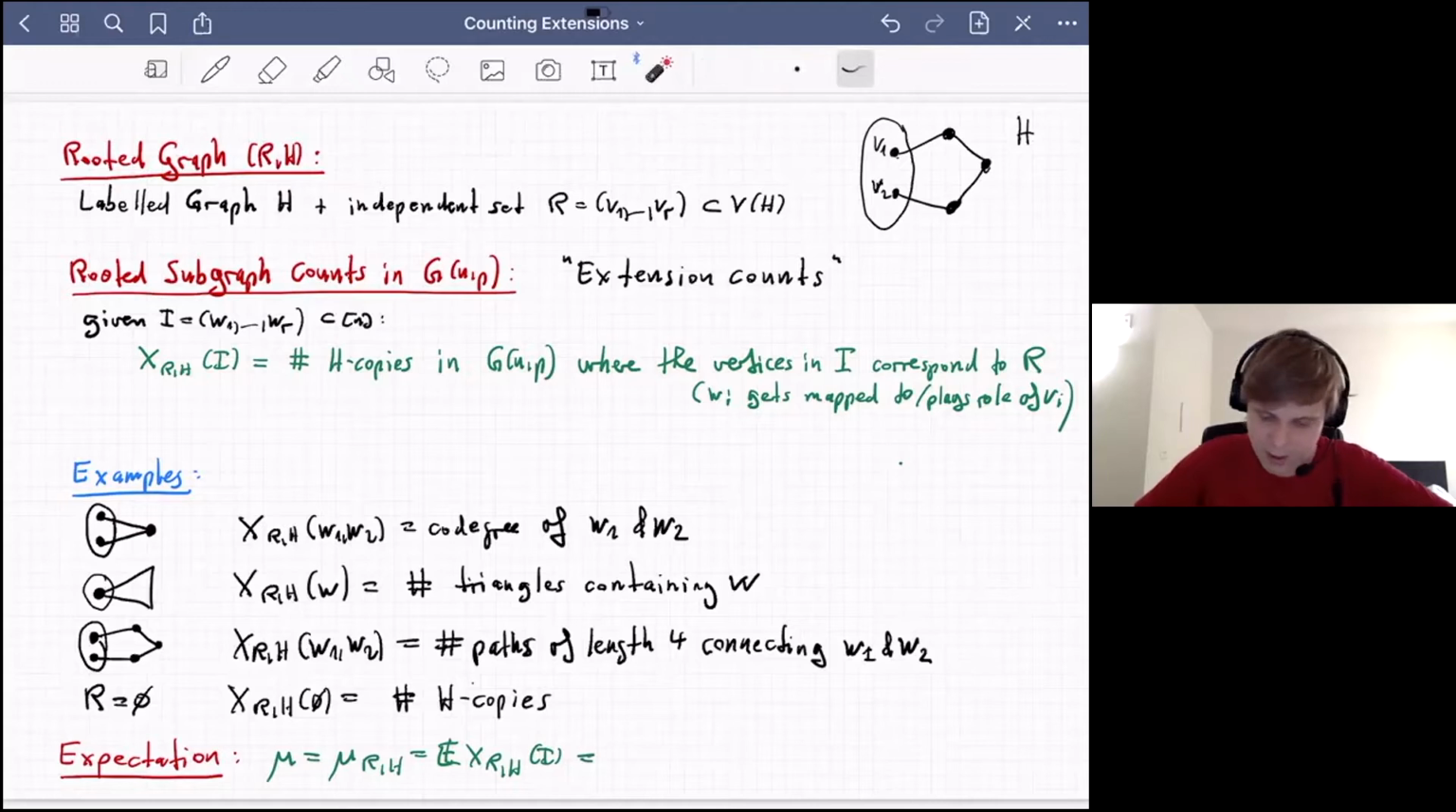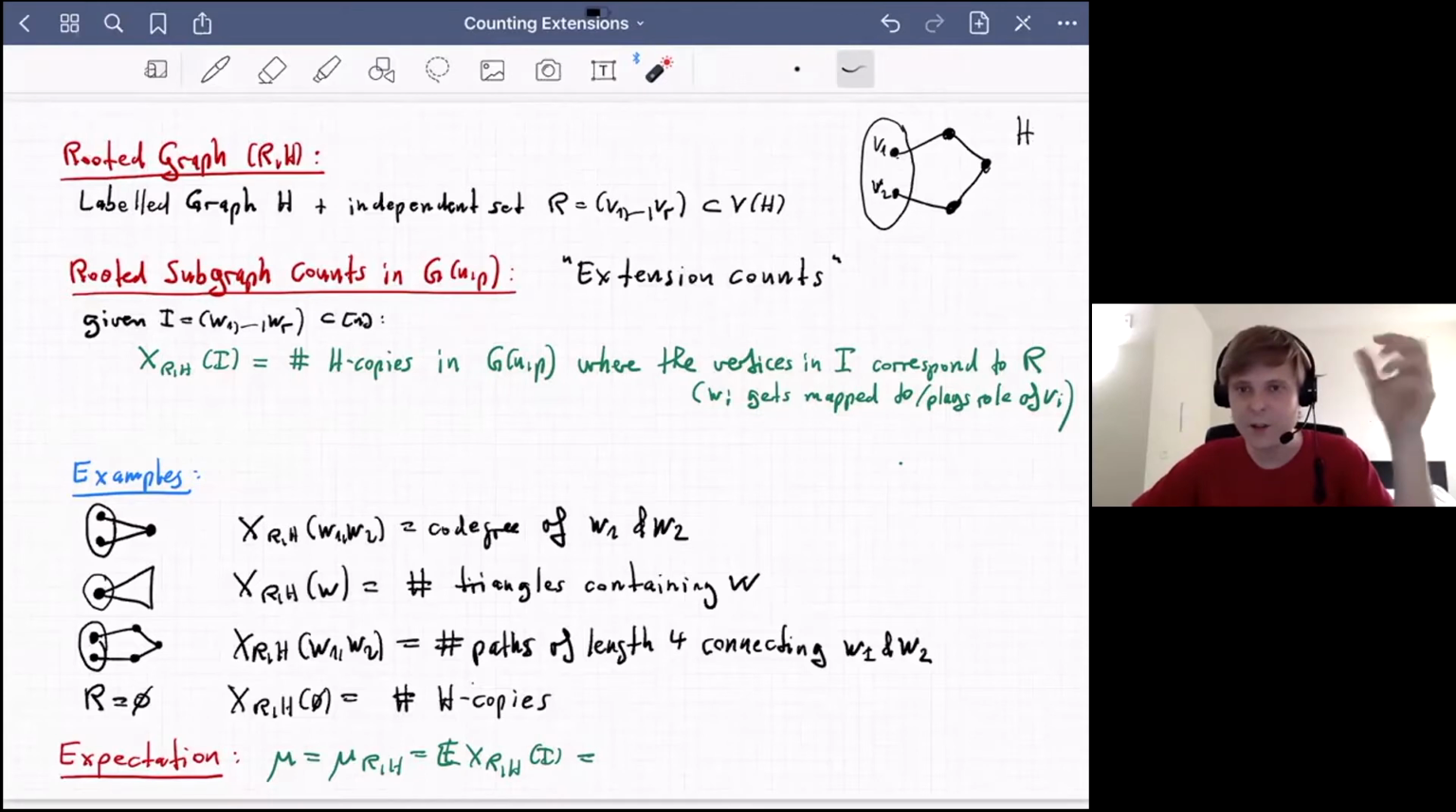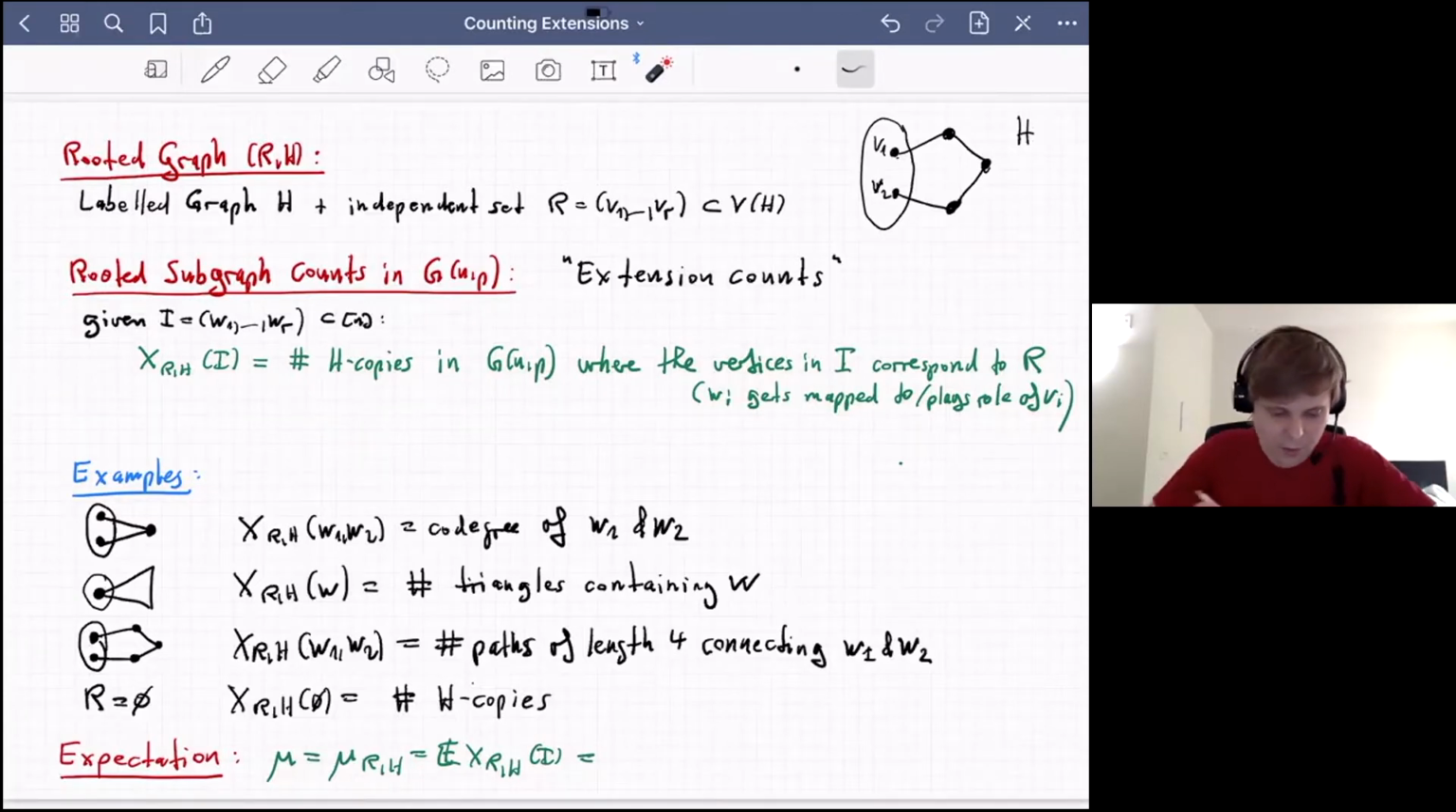This naturally generalizes to other situations that I mentioned. For example, in the case of a degree, this just corresponds to an edge where you root at one of the two endpoints, and so on and so forth. So in general, we have some graph H and some designated root.